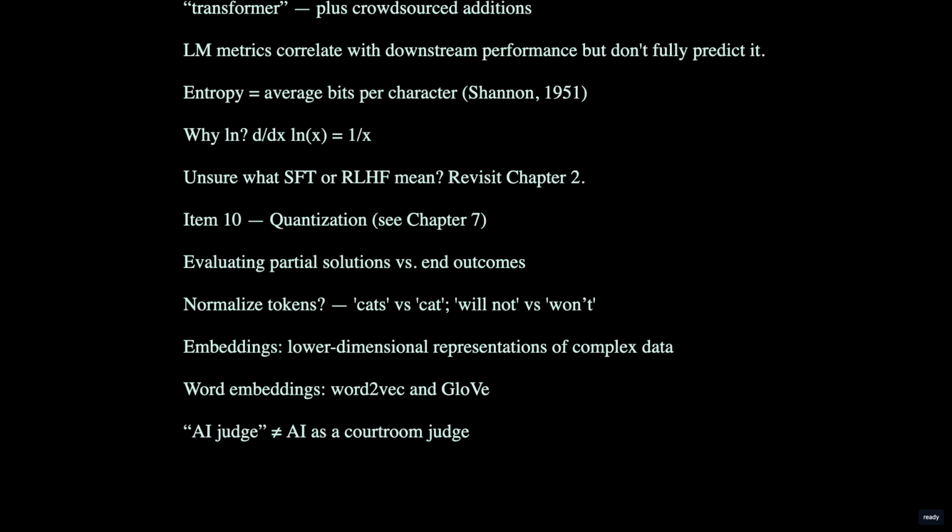Don't confuse the label AI judge used here with deploying AI as an actual judge in a court of law. In this context, it refers to an automated evaluator or scoring component inside a system, not a legal decision maker.